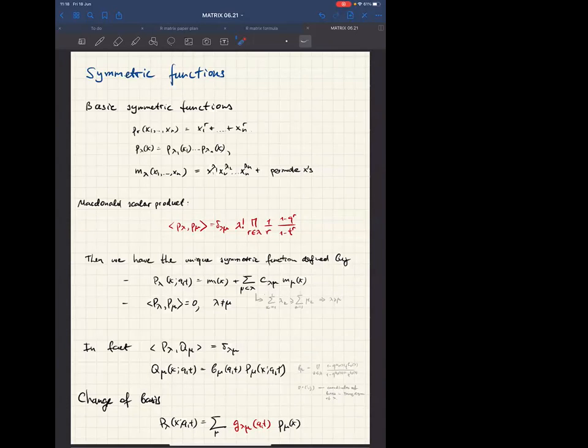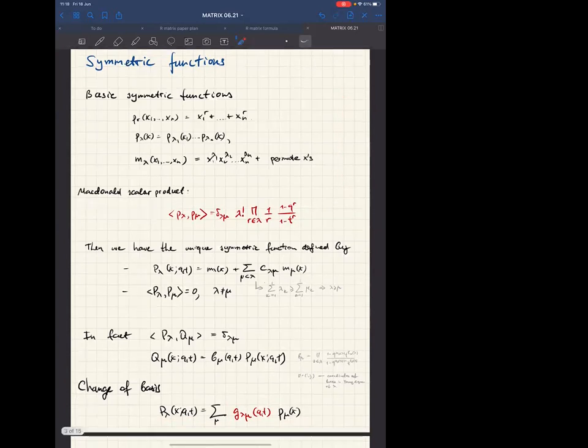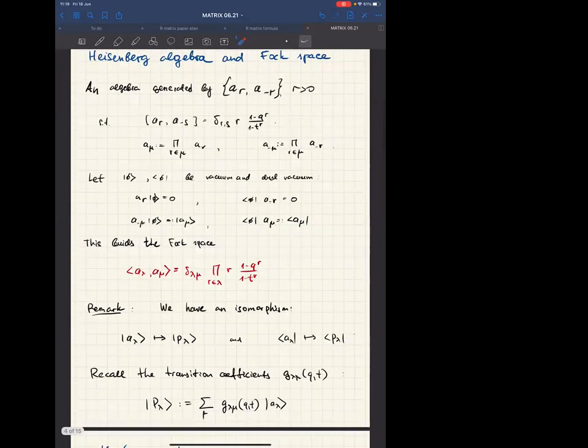And I want to emphasize that there is, of course, a transition between the basis of Macdonald functions and the power sum functions, and I denote the transition coefficients by G. These coefficients will appear several times in this talk. This is all explained in Macdonald's book and it's standard material, but I would like to have a slightly different point of view on the same picture, using the Heisenberg algebra.